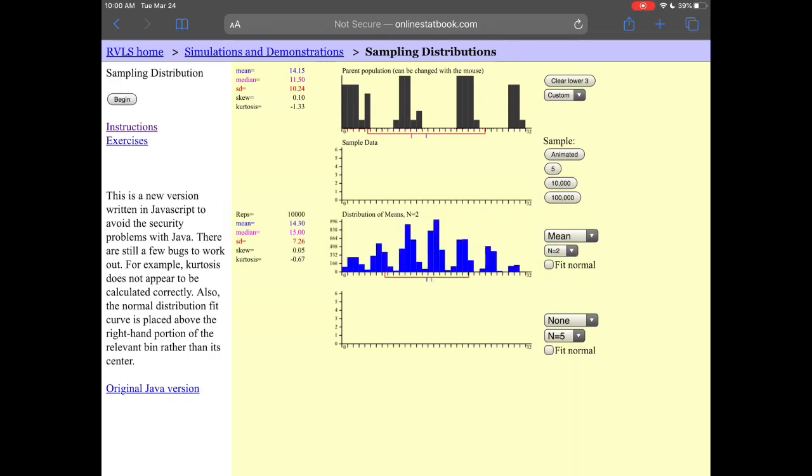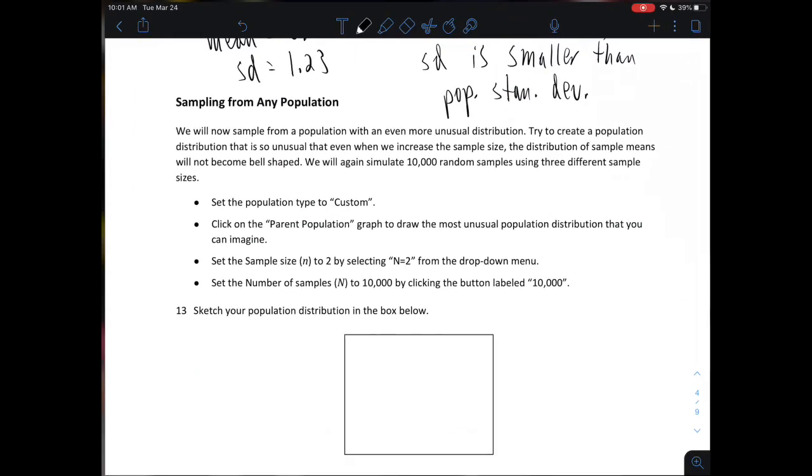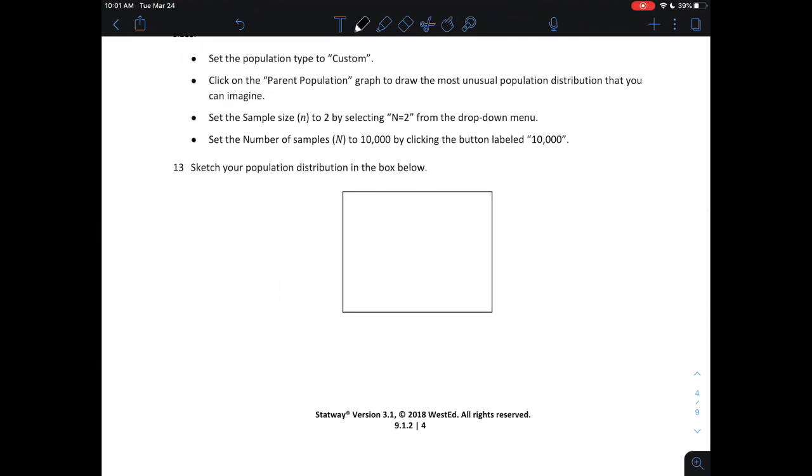And number 13 asks, sketch your population distribution in the box below. So that's the top graph with the 4 building shapes that I have there. So I'm going to go back to number 13 and sketch that in there. So I've got something that looks like this, like 4 columns.